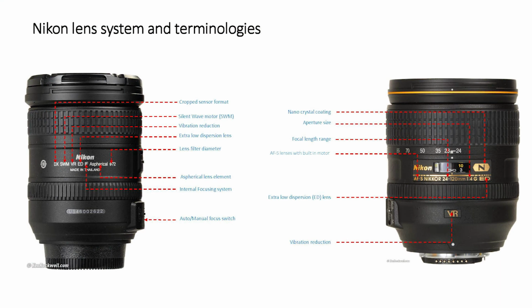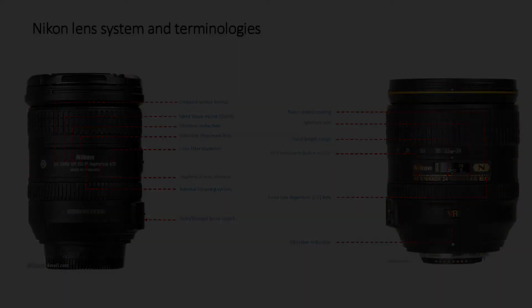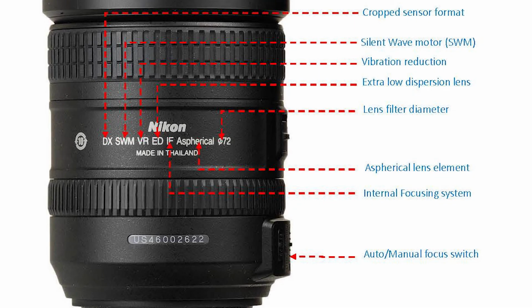So first of all, DX is the camera format. When it says DX, it's a crop sensor. It's not a full frame lens. So if you have a DX camera, make sure you are buying a DX lens. And silent wave motor is a technology used for focusing elements. It's the latest technology in lens focusing system.